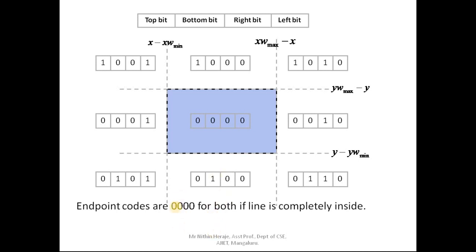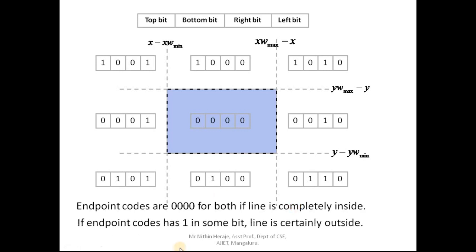The endpoint codes are 0, 0, 0, 0 for both if the line is completely inside. The endpoint means both the endpoints of the line segment. If it lies in the region 0, 0, 0, 0, then we can directly say it lies completely inside. If the endpoint codes have 1 in some bit, so the line is certainly outside. So you cannot say it is completely outside. It is certainly outside. So some part might be outside, some part might be inside.